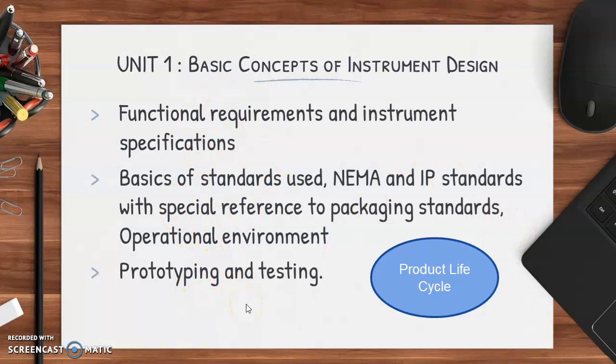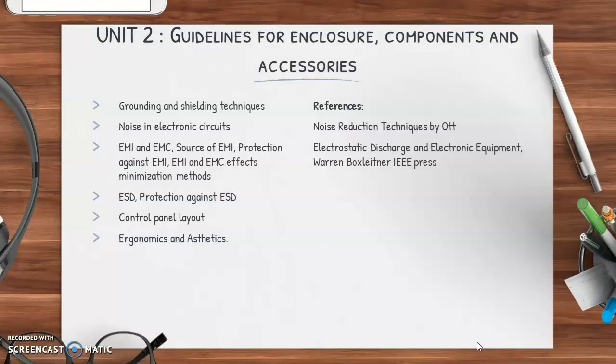Now regarding references for unit number 1, these are the standards. Notes will of course be given, but still NEMA and IP standards are standards. So most of the material is available on the internet itself. Next is unit number 2. So what is the title of unit number 2? Guidelines for enclosure, components and accessories.